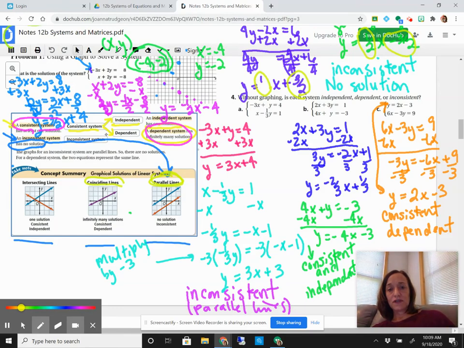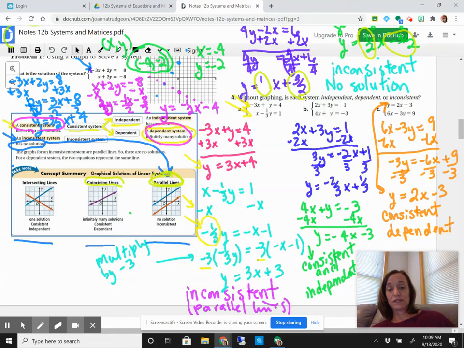But the first one, this first equation here, I get y equals 3x plus 4. The second one is a little harder to get y by itself. I subtracted the x right there, and then I have this. I don't like this negative 1/3 right here. So to get rid of a fraction like that, I'm going to multiply by its reciprocal. The reciprocal of negative 1/3 is negative 3.